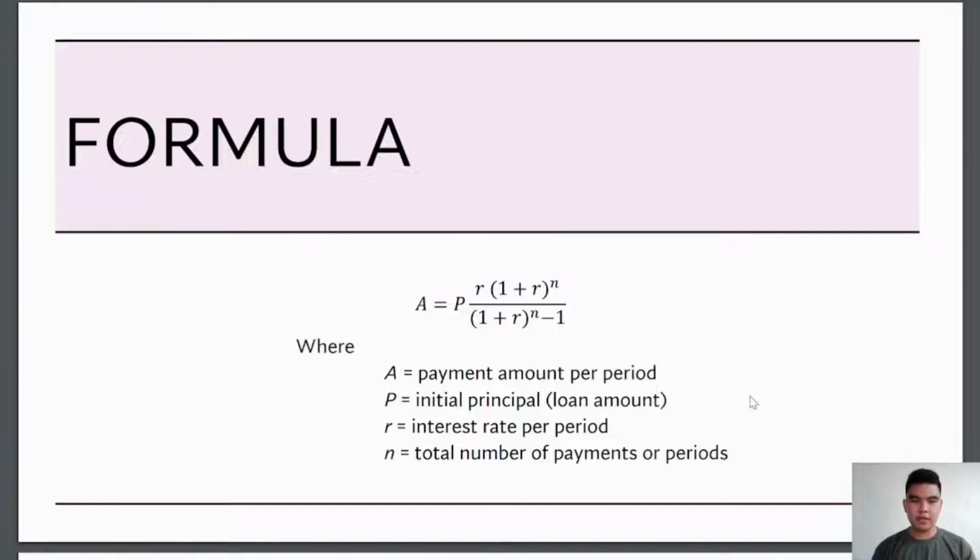So the formula for this is A is equal to P times R, quantity 1 plus R, close quantity, raised to the power of N, all over, open quantity 1 plus R, close quantity, raised to the power of N minus 1, where A is equal to payment amount per period, P is equal to initial principal, which is the loan amount, R is equal to the interest rate per period, and N is equal to total number of payments or periods.